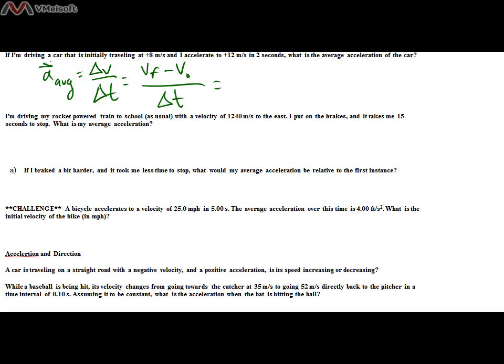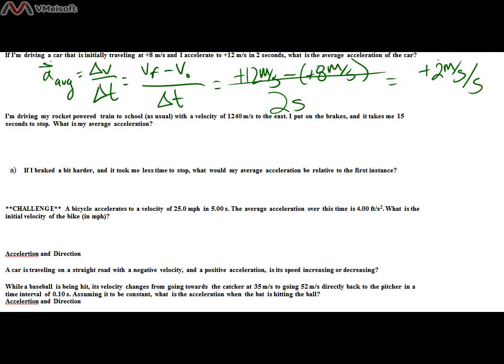So here it says if I'm driving a car originally traveling at 8 meters per second, and you accelerate to plus 12 meters per second. Okay, so you could do the math, but please make sure you keep a foot in the reality of what the math represents. So mathematically we get plus 2 meters per second per second. And that makes sense because each second your velocity is changing by plus 2 meters per second.